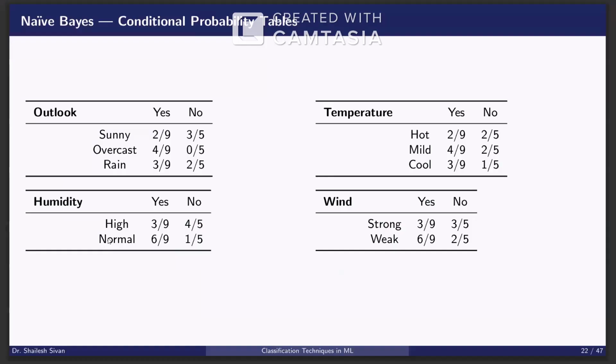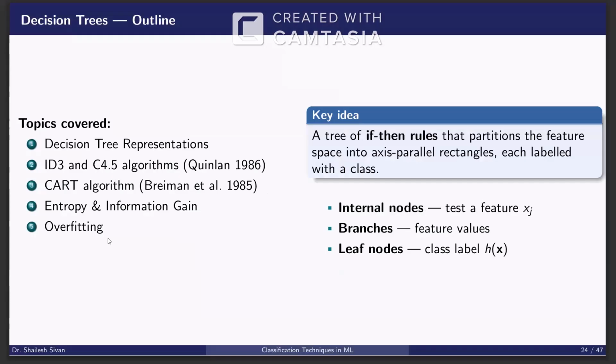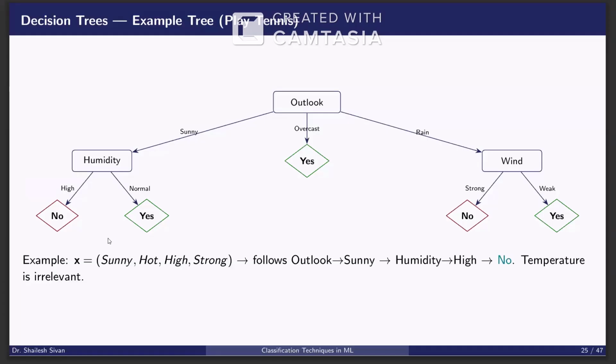Can we go for the next algorithm? This is the last one we are going to discuss. So this algorithm is called decision tree. Decision tree represents another kind of classification algorithm based on theories from information theory. It is a tree of if-then rules that partition the feature space into axis-parallel rectangles, each labeled with a class.